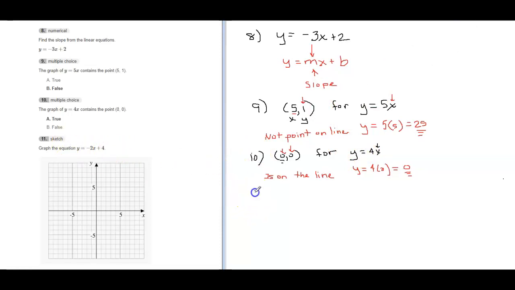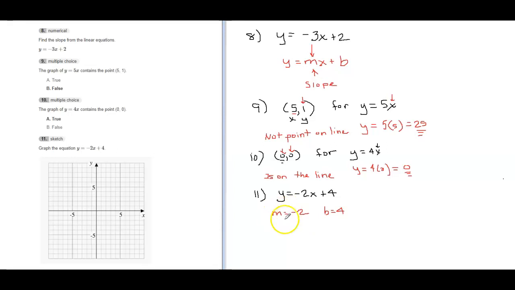Problem number 11, they ask you to graph y equals negative 2x plus 4. Now, there are many ways of doing this, so I'm going to do the following. I'm going to identify my m. My m is negative 2, and b is 4. Again, how do I know that? Because this equation looks like y equals mx plus b.